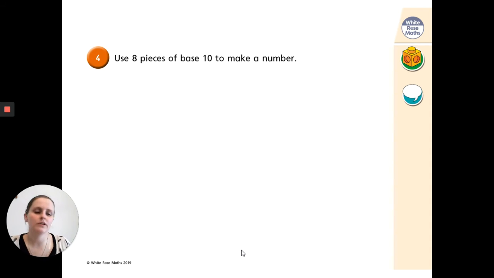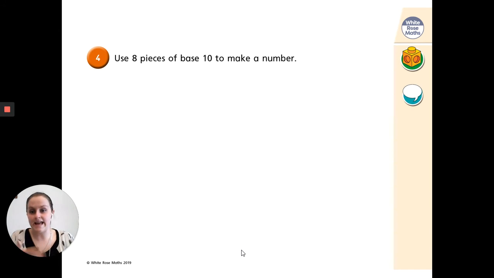Now, there's loads and loads of ways I could do this. I could do it really, really simply, and I could just draw 8 ones. So that could be one answer. Draw my 8 ones there on this one. So I could draw 8 ones.